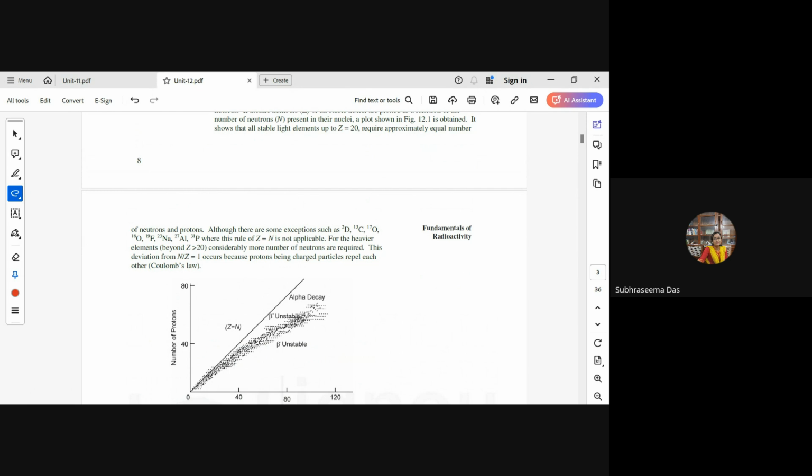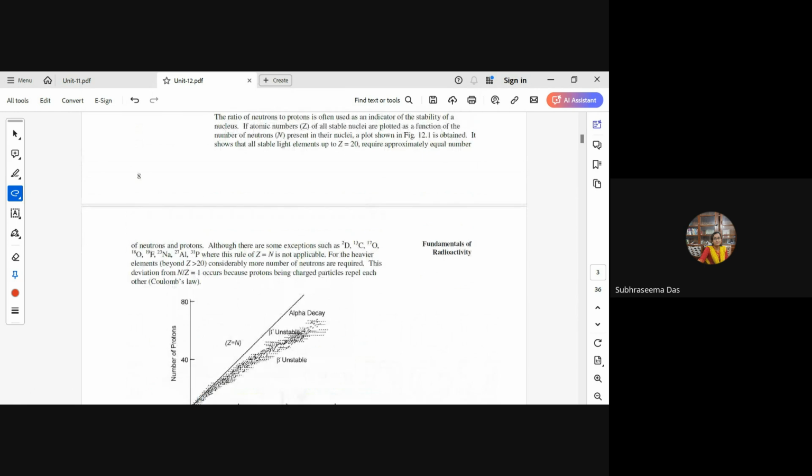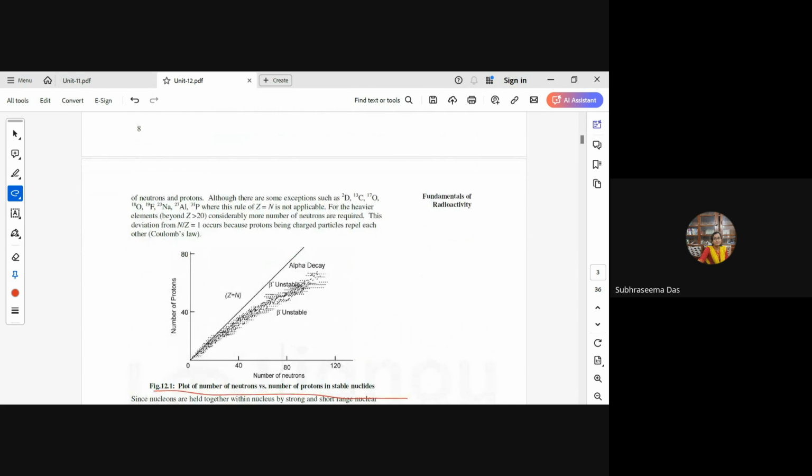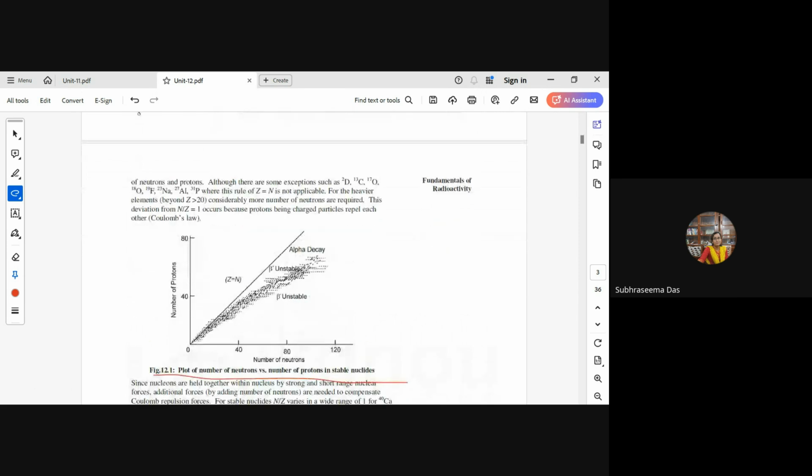This graph shows that all the stable light elements up to Z equal to 20 require approximately equal numbers of neutrons and protons, that is, mostly up to atomic number 20. Although there are certain exceptions like deuterium (2H), 13C, oxygen-17, oxygen-18, fluorine-19, sodium, aluminium, and 31P, where sometimes this rule of Z equal to N is not applicable.